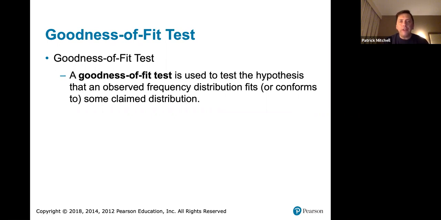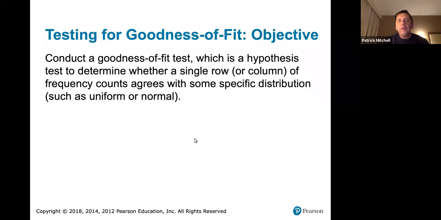to some claimed distribution. So the objective in this section is to conduct a goodness of fit test, which is a hypothesis test to determine whether a single row or column of frequency counts agrees with some specific distribution, such as uniform or normal.